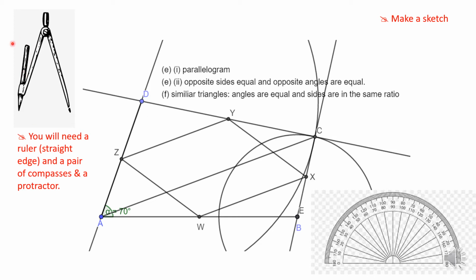You need a protractor and a pair of compasses in order to do this. You do not rub out your constructions.